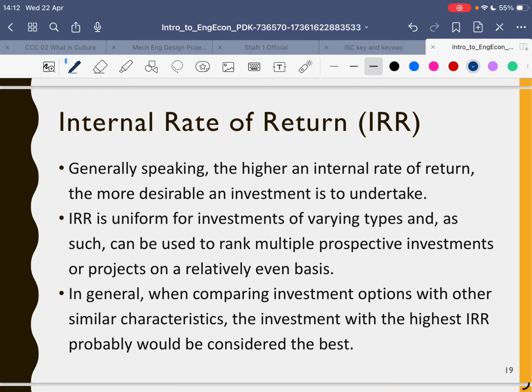IRR is useful for corporations to evaluate a stock buyback program. Clearly, if a company allocates substantial funding to repurchase its stock, then the analysis must show that owning the company's own stock is a better investment. It has a higher IRR than any other use of funds, such as creating new outlets or acquiring other companies. So that's another application of IRR.